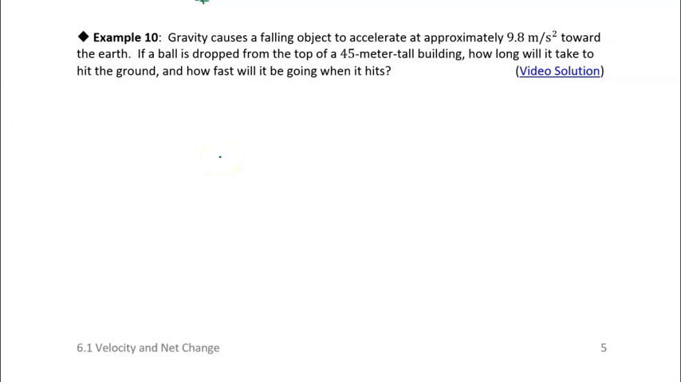All right, in this last example, it says that gravity causes a falling object to accelerate at approximately 9.8 meters per second squared toward the Earth. So downward, right? And if a ball is dropped from the top of a 45-meter tall building, how long will it take to hit the ground? And how fast will it be going when it hits?